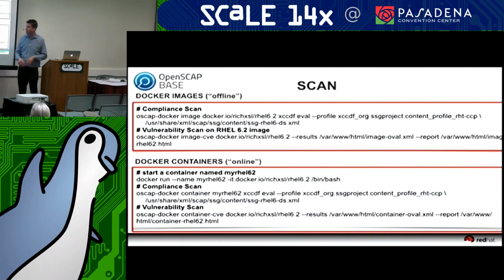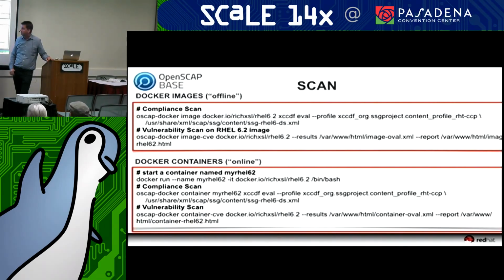So the first example, I'm going to check a Docker image that's just on my file system. It's not running as a container yet. And I can do a compliance scan or a vulnerability scan. Right? So there are a lot of ways you could automate this or run it at scale, maybe against your repository.